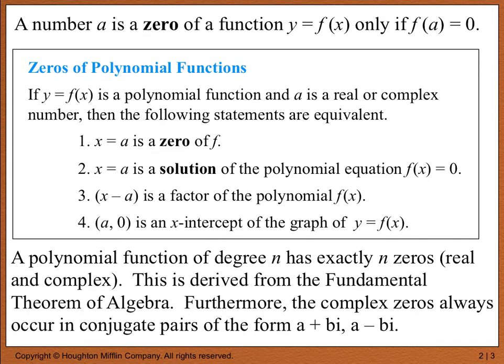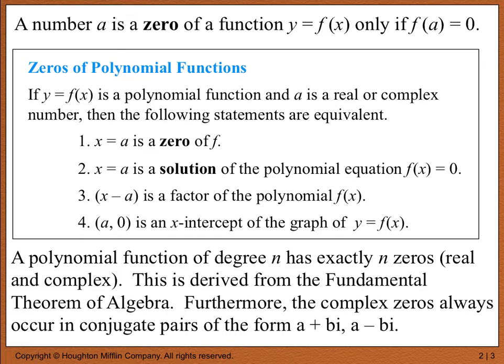Now, the complex zeros always occur in conjugate pairs. So that means that you're always going to have an even number of complex zeros. You might have 2, you might have 4, you might have 6, but you're never going to have one by itself. And that helps because if you find one complex zero, you automatically know what the other one is. If you find a plus bi, the other one's going to be a minus bi.